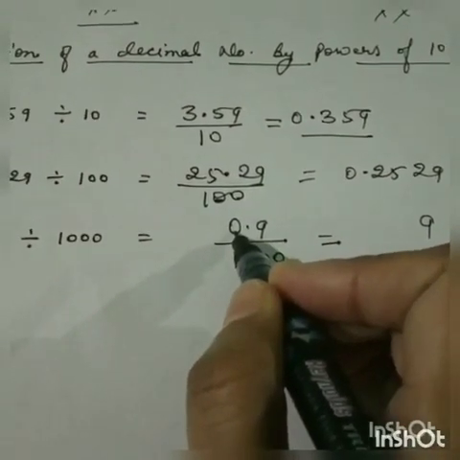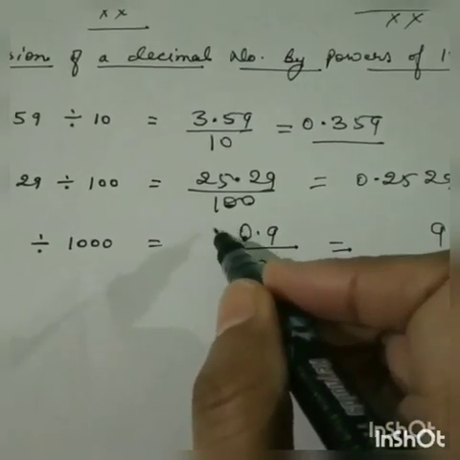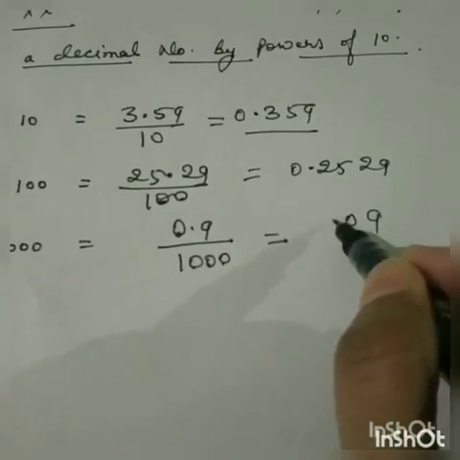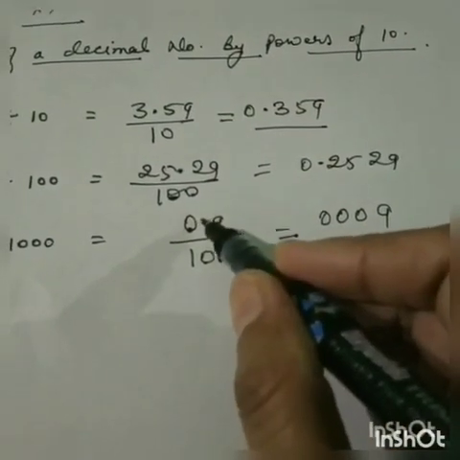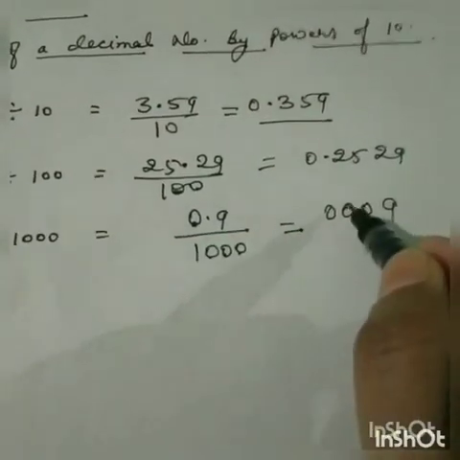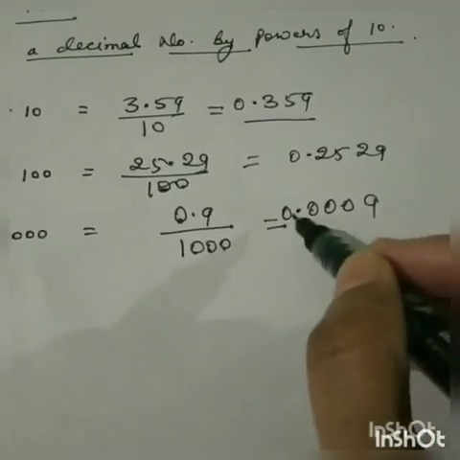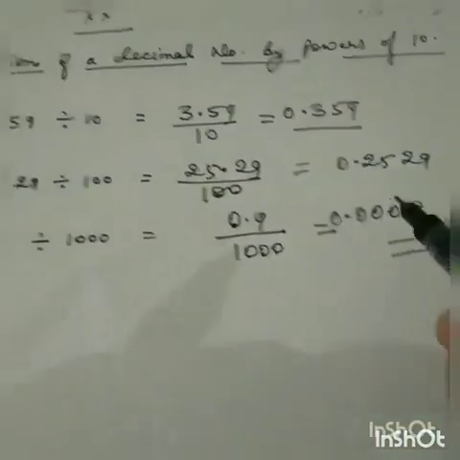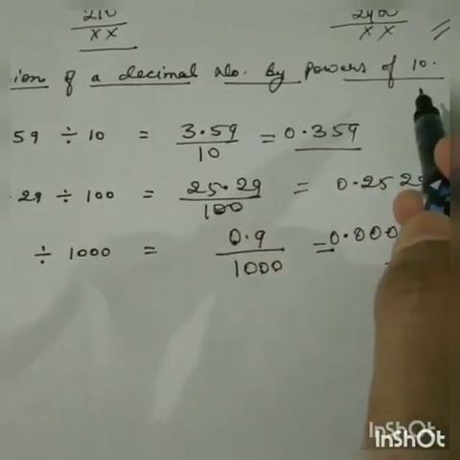So 1 digit is already there. So we have to increase 2 more digits, 2 more 0s here. So 0, 0, 0. So this decimal will be shifted 3 digits left side. So 1, 2, 3. The decimal will come here. So answer is 0.0009. Got it? How to divide a decimal number by powers of 10.